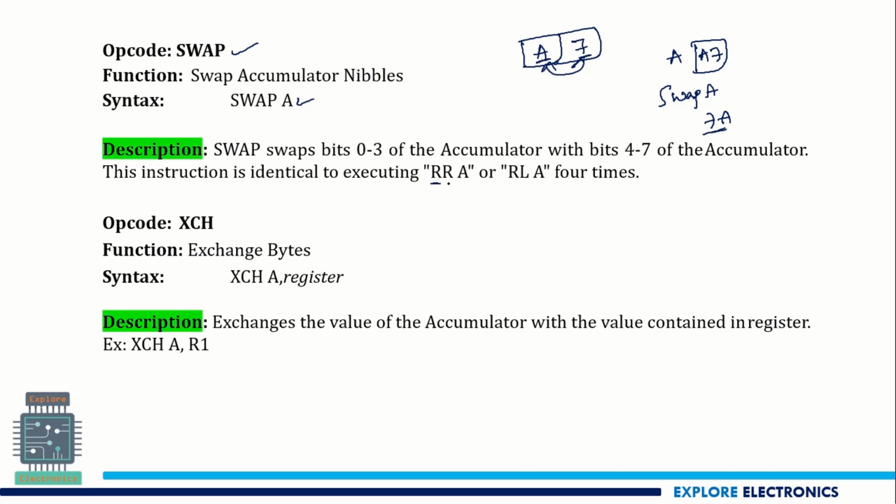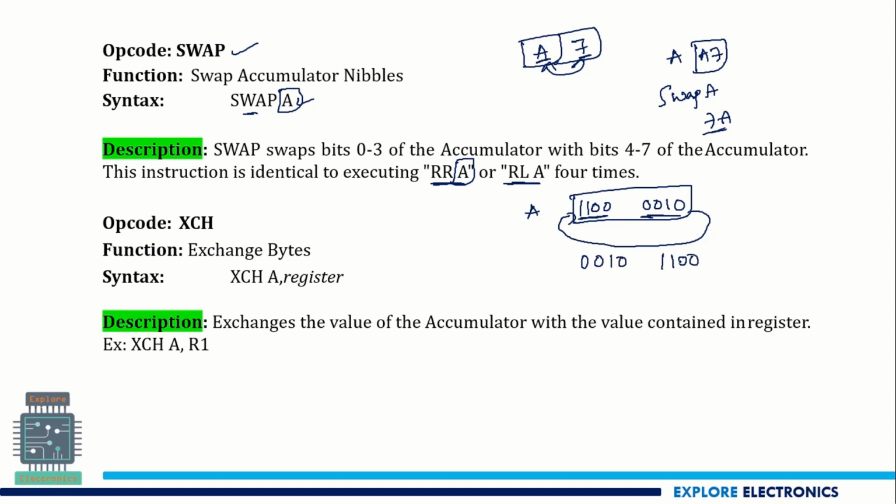The same thing can be done using rotate right A, rotate left A. Means the accumulator register is used here also, and swapping can be done using 4 times rotate. Means 1100 0010 is something like this. We need to swap these two nibbles present in the accumulator. What we can do? We can rotate this 1 bit, 4 times, then completely it is shifted over here, right? Similarly, using right or left shift. SWAP is going to do the same operation which RL and RR take 4 times.